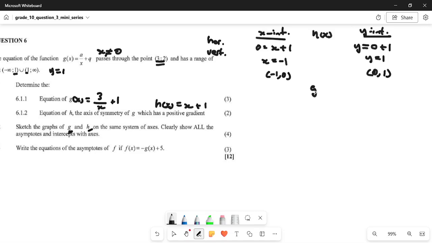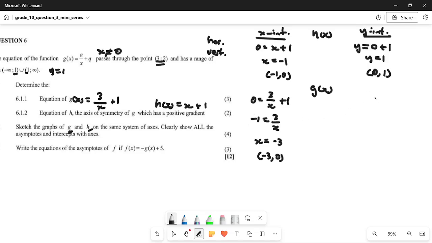And now for the function g of x, for our x-intercepts, I will let y equal 0. So I've got 0 is equal to 3 divided by x plus 1. I'll have negative 1 is equal to 3 divided by x. So I will cross multiply. I will have x equals negative 3. So whenever we've got negative 3 and 0, there's an intercept there.